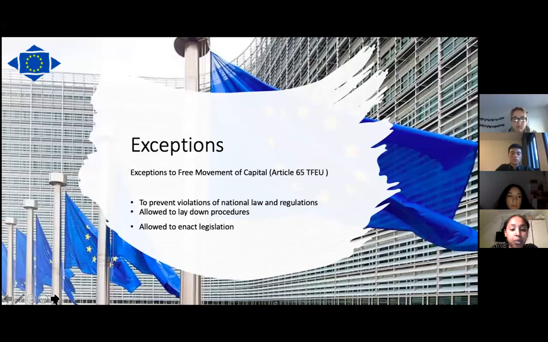But of course, there are exceptions to free movement of capital, and they can be found in Article 65 TFEU. The article allows member states to take necessary measures to prevent violations of national law and regulations, in particular in the field of taxation and financial institutions. Member states are also allowed to lay down procedures for the declaration of capital movements for purposes of administrative or statistical information. For example, legislation against money laundering, financing of terrorism, and trade in narcotics.